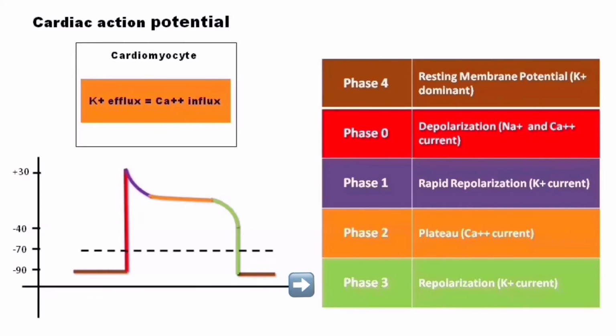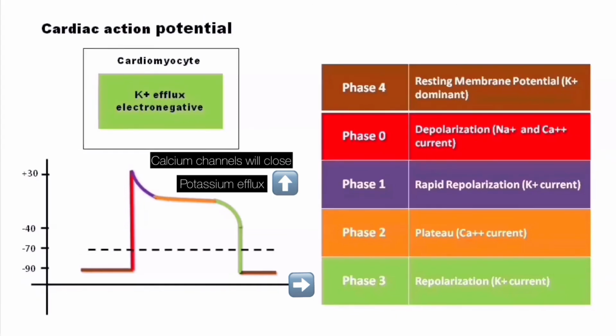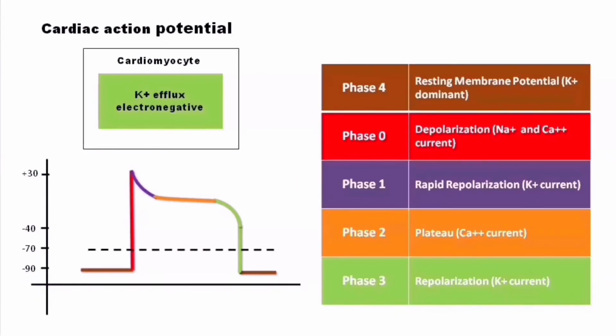And now phase 3. In phase 3, which can otherwise be called repolarization, the calcium channels will now close and potassium efflux will increase. Hence the cell will return to its resting membrane potential, that is, back to negative 90 millivolts. So this is all about cardiac action potential and its 5 phases.